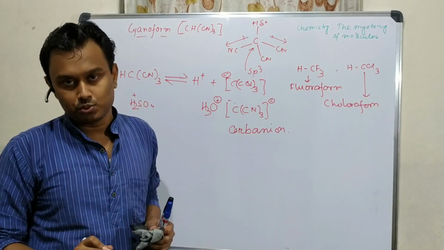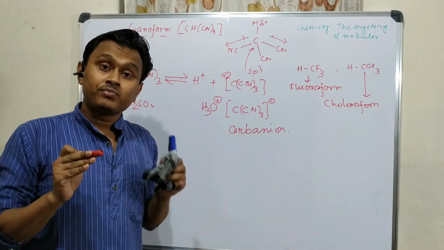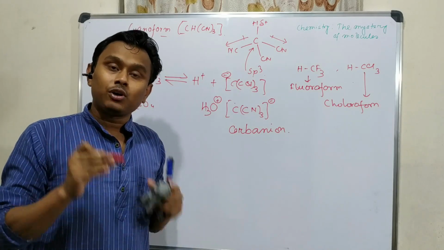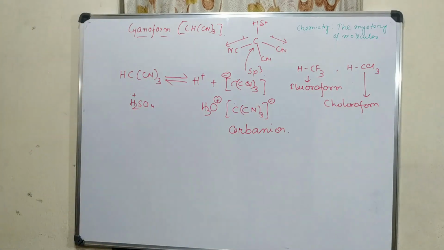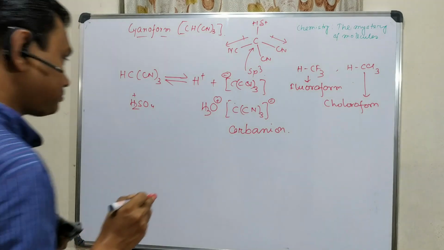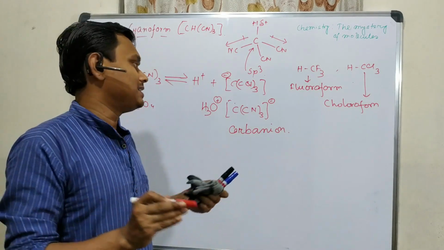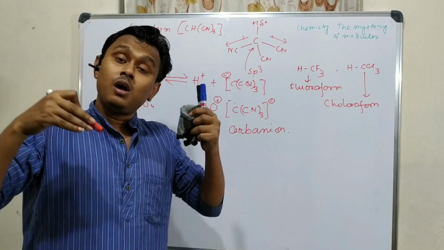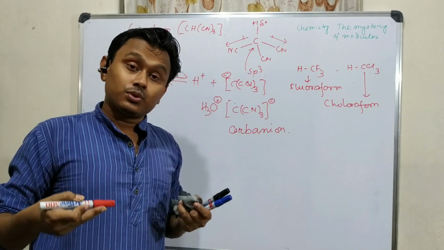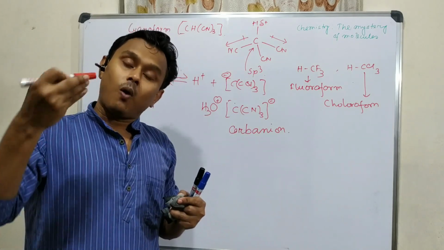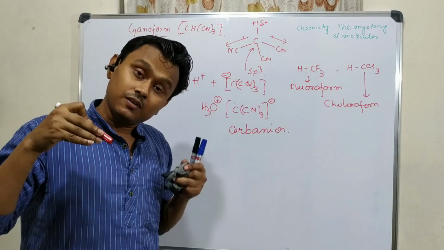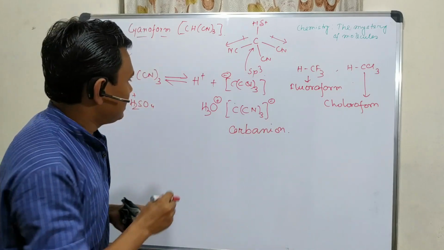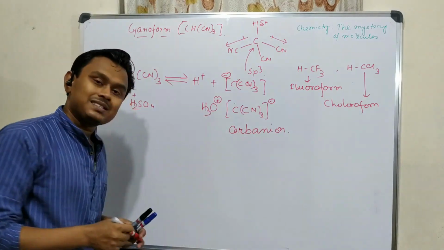What message do I want to give you from this molecule? That it is possible to stabilize a carbanion if a proper electron withdrawing nature can be provided. So a carbanion can be stabilized if a proper electron withdrawing group is attached to it, because carbon is not a highly electronegative atom, so it can't stabilize the negative charge by itself. So some delocalization is essential.